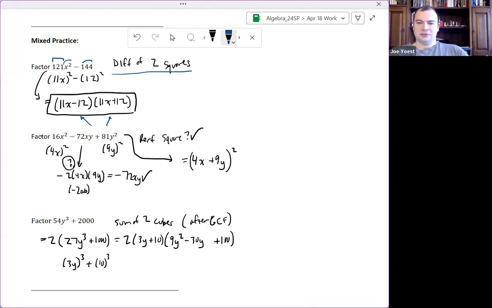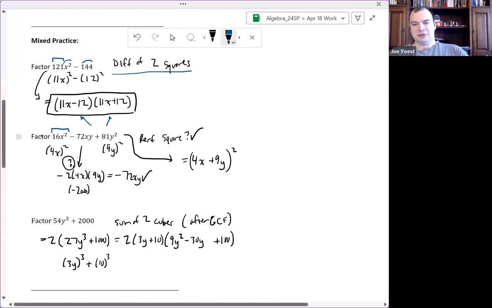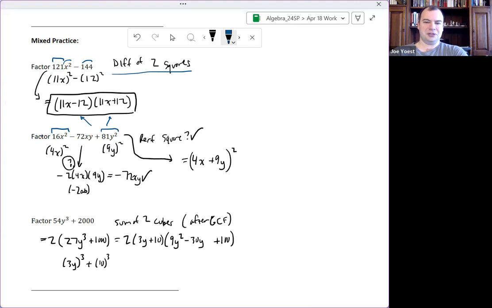The second one, I see I have three terms. The only special product we talked about with three terms is a perfect square. So that's one hint. But I also noticed that two of the terms are pretty recognizable as perfect squares. 16x squared is 4x all squared. 81y squared is 9y all squared. And so I say, I think this looks promising to be a perfect square.